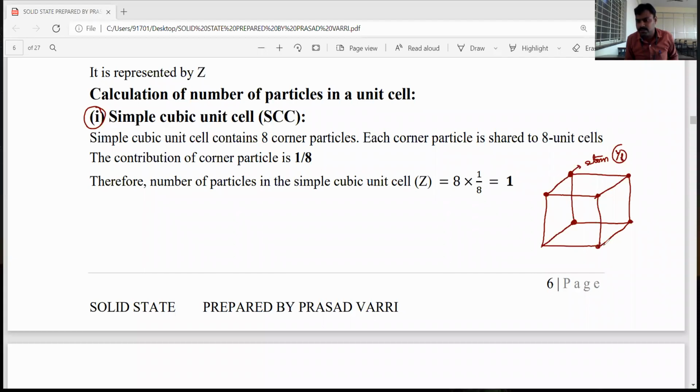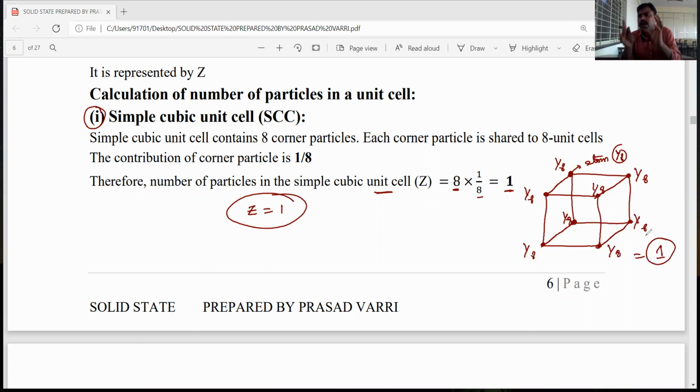That's why for the simple cubic unit cell, the number of atoms, that is the unit cell constant Z, is equal to the number of corners, 8, into 1 by 8, which is equal to 1. So the Z value for simple cubic unit cell is 1. That means the total parts, 1 by 8 here, 1 by 8 here, and so on for all 8 corners, add up to 1. The sum of all the parts is equal to 1 atom.